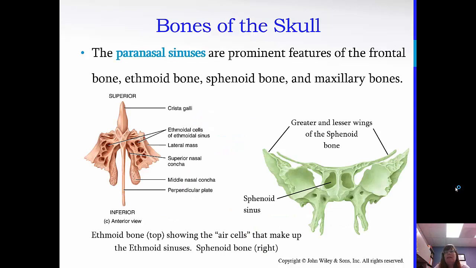The paranasal sinuses, frontal bone, the ethmoid bone, the sphenoid bone, and maxillary bones are here. And again, sinuses kind of lighten the load, so to speak. They're pockets, but the problem with these pockets are that they can get filled up with bacteria sometimes, and then you get what's called a sinus headache. Pressure from all of the bacteria can cause massive pain. So while they do serve purposes, there's kind of a negative too.